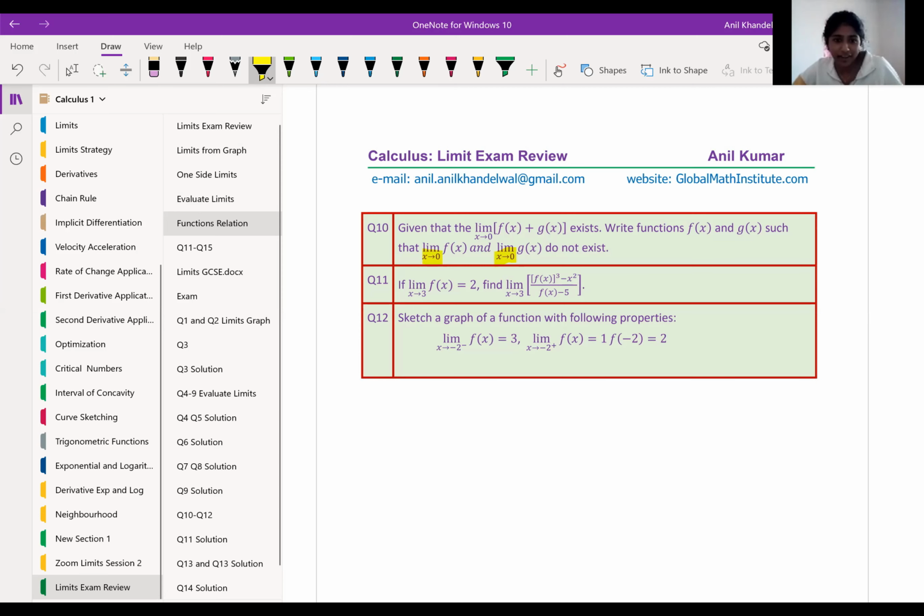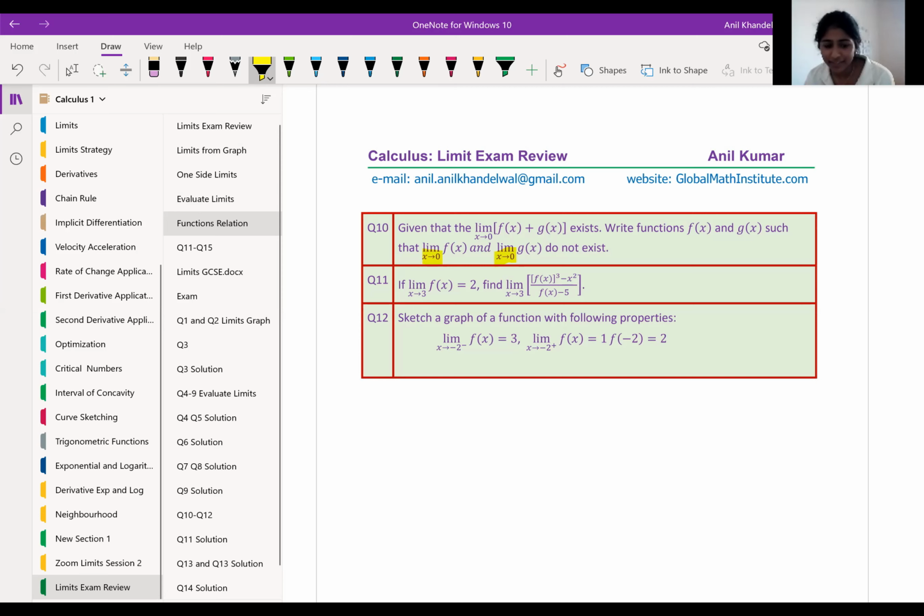Question 12. Sketch a graph of a function with the following properties. Limit as x approaches minus 2 from the left side, f of x equals 3. And limit as x approaches minus 2 from the right side, f of x equals 1. And f of minus 2 is 2. How will you sketch this graph? Well, I just started by plotting the point minus 2, 2, and filled it in as a whole. Explain to me, your sketch will have what kind of a look?